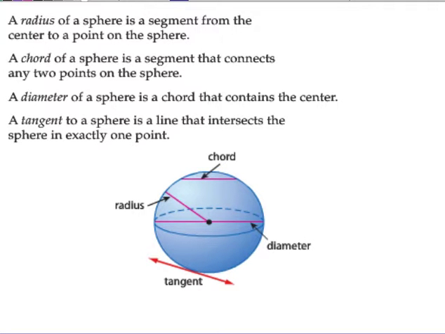Some definitions first, just to make sure we're all on the same page. A radius of a sphere is a segment from the center to a point on the sphere. So just like a circle, only we're in 3 dimensions. The radius can go any which direction from the center of the sphere. A chord of a sphere is a segment that contains any 2 points on the sphere. Just like a circle, but it can go any which direction. A diameter is a chord that contains the center, so it's got to go through the center of the sphere and be on both points on both sides. And then a tangent is a line that touches the sphere at only one point. So no surprises there, but now we're all on the same page.